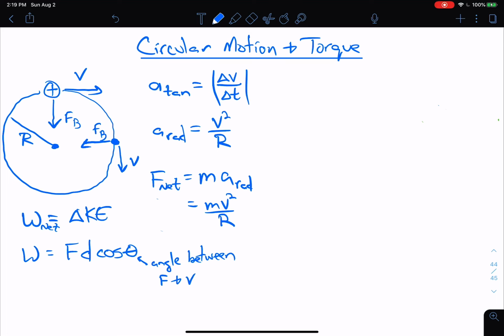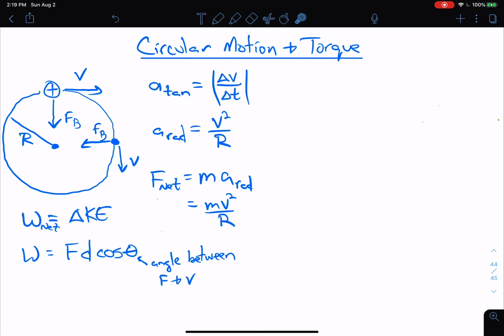And I want to stress that in this formula, this force, it could be an individual force, such as the normal force, or it could be the net force. It could be either one. And this is the distance over which the object travels while the force is being applied.